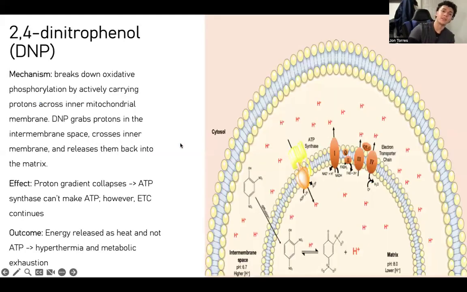Okay, and our last one is 2,4-dinitrophenol, or DNP for short. Again, we'll talk about what exactly this is in a second. Let's kind of just break down how it works.